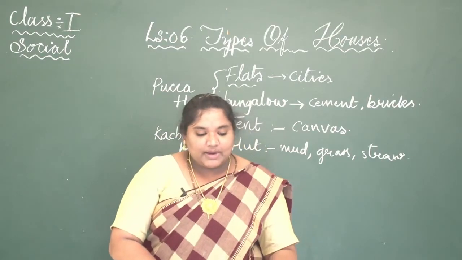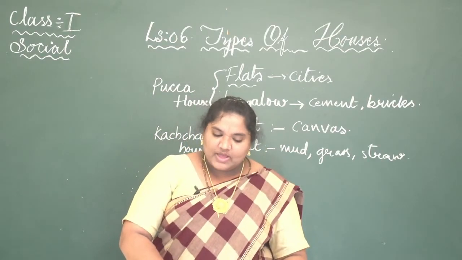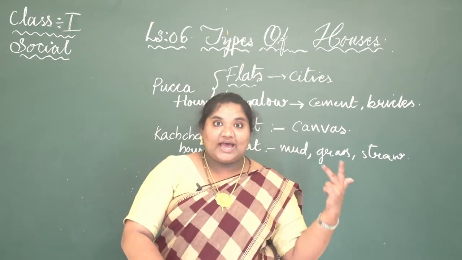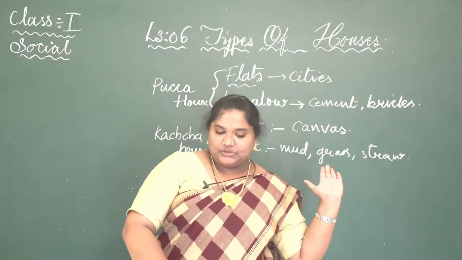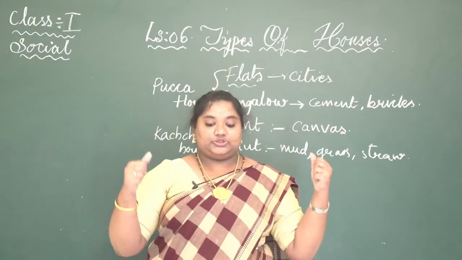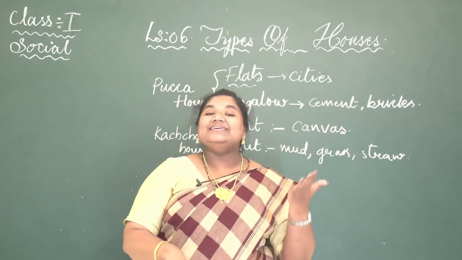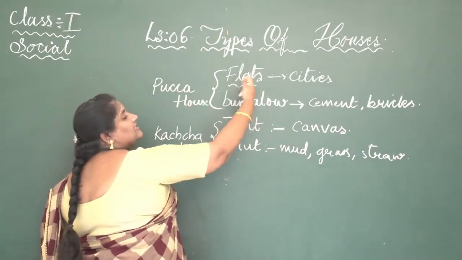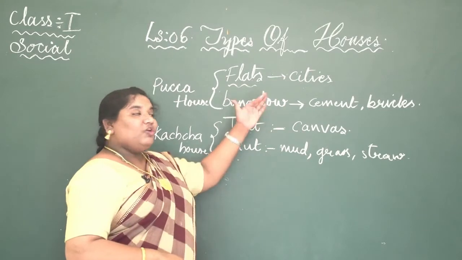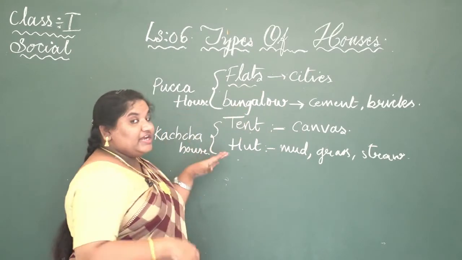What are they? When houses are built of bricks, cement, wood and iron, such houses are pakka houses. Pakka houses are strong. You see them in cities, as I have told you. Flats and bungalows are seen in cities and some of the villages. So they are very strong.